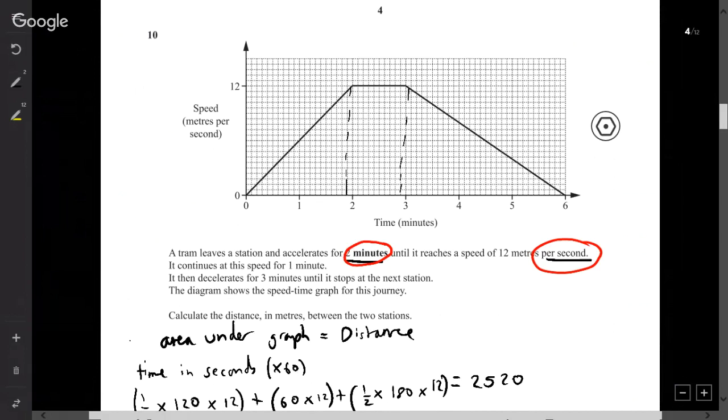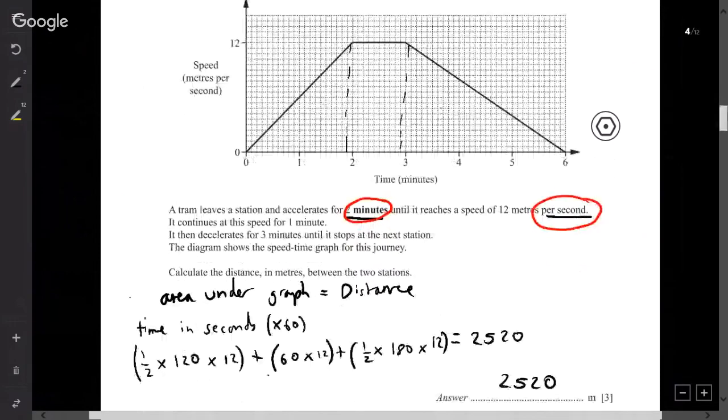So what we're going to do is, first of all, if you didn't know already, the area under the graph on these speed time graphs is the distance. So all we need to do here to find the distance between the two stations is find the area beneath the graph. So, like I said, we're going to use time as seconds. So there's 60 seconds in a minute.